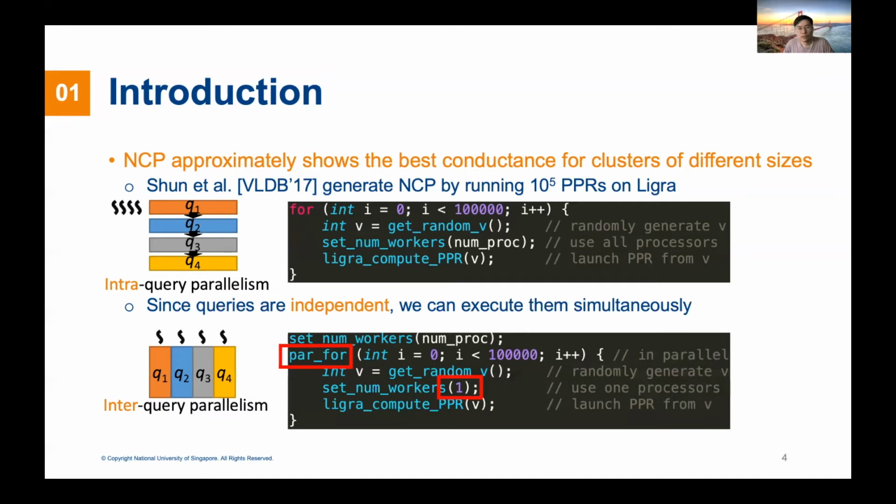As those FPP queries are independent, we can leverage inter-query parallelism and execute more than one query simultaneously. The extreme case is that we allocate one thread for each query. So in this piece of code, we first set the total number of workers as the number of processors, and then we use a parallel for loop to fire multiple queries simultaneously, and each query is only assigned one worker.